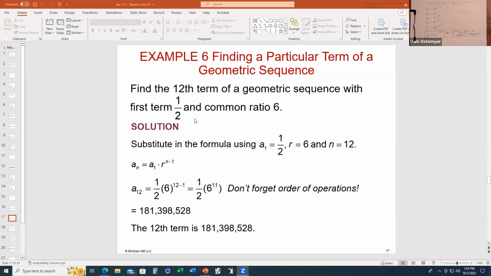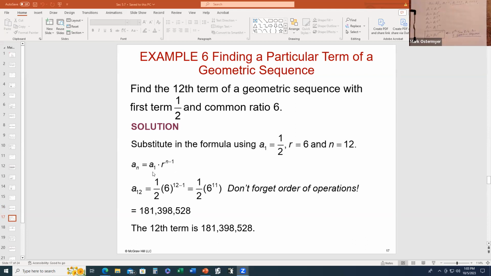Here's an example. Suppose we want to find the 12th term of a geometric sequence where the first term is 1/2 and the common ratio is 6. So we know a sub 1 is 1/2 and the common ratio r is 6. They want us to find the 12th term. We're going to use our nth term rule to do so. So n becomes 12 in this formula.